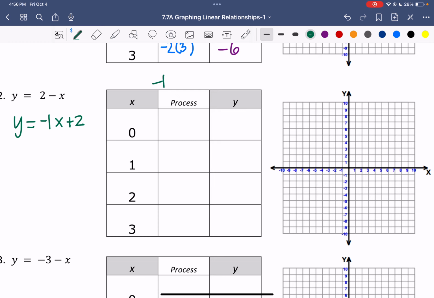I'm going to put my process of negative 1x plus 2. I'll try to go a little faster. You might want to pause the video. See if you can do it yourself.